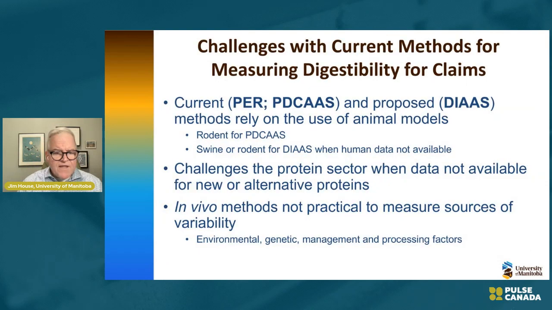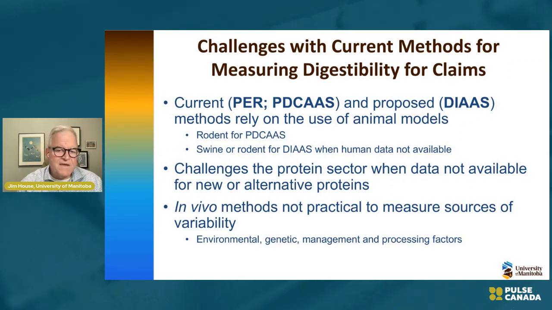But let's turn our attention to the challenges with current methods for measuring digestibility for claims. So as I mentioned, the current methods, the protein efficiency ratio, which is really just a growth assay, is more or less being phased out, because Health Canada now allows the use of PDCAAS, so it's less and less likely that you're going to see PER being measured for determining protein quality for Canadian purposes. They'll use PDCAAS because then that value can be used in both Canada and the US.